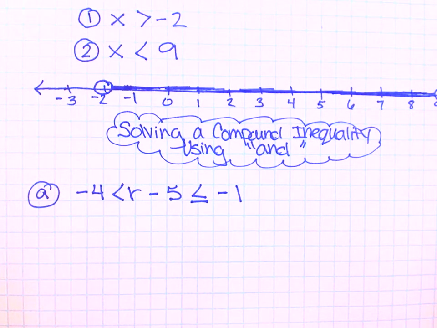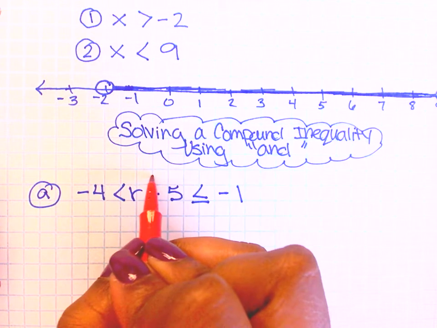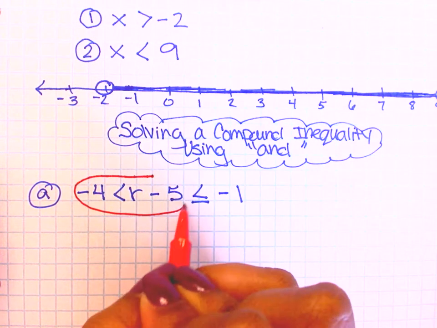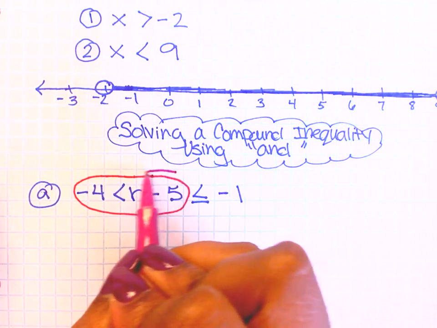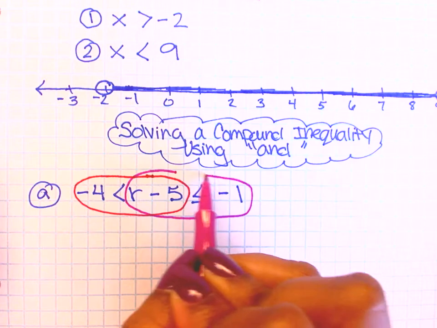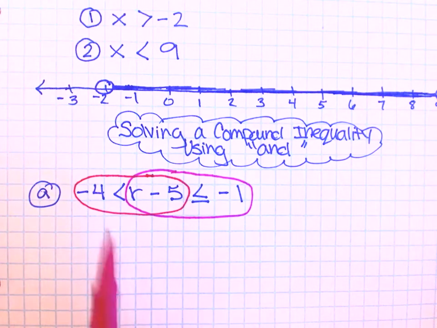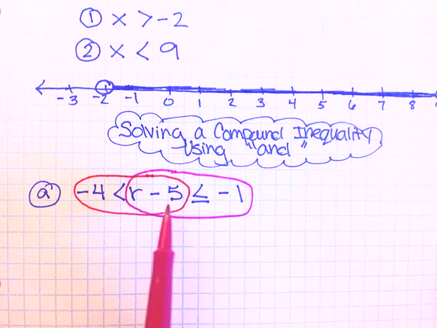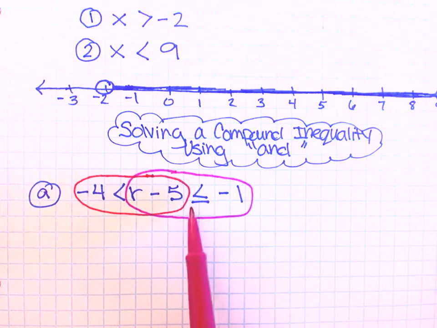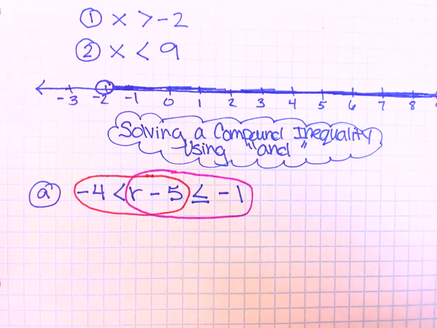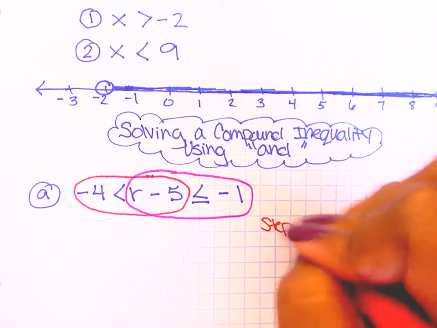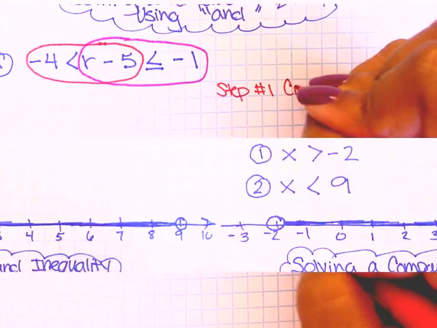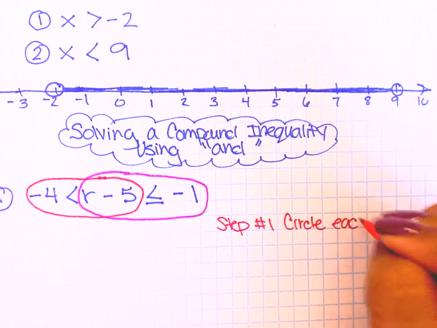Okay, what I want you to do is to circle each equation. I'm going to use different colors so you can see, okay? So this is my first equation right here. And then this is my second equation right here. Please do that in your notes. So my first equation is negative 4 is less than r minus 5. My second equation is r minus 5 is less than or equal to negative 1. Okay, so that's your step number 1: circle each equation.